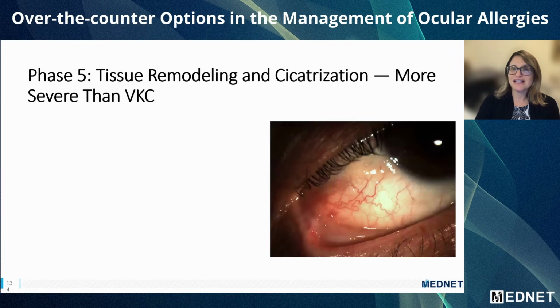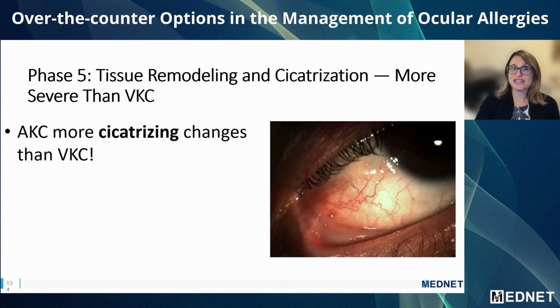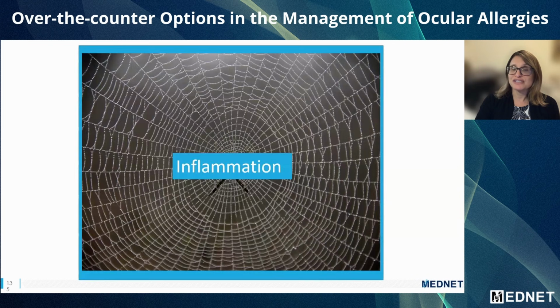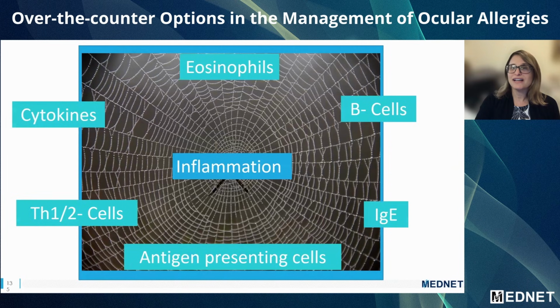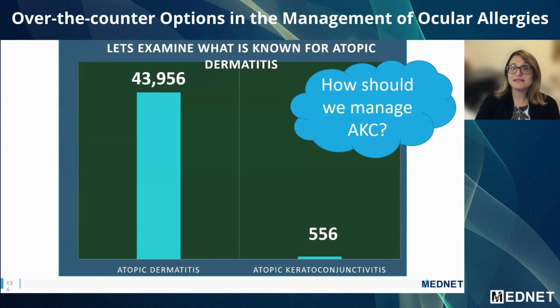And we think that the enterotoxins that staph makes are actually driving some of the T cell activation that drives the disease process. And again, unlike all the other allergic subtypes, you get tissue remodeling, and you get a little bit of that in VKC with the giant papillae, but here you're really getting scar formation, which can lead to permanent vision loss if you get limbal stem cell deficiency. So to me, of all the allergy subtypes, AKC is the one I am most worried about because it is a web of inflammation involving all arms of the immune system.